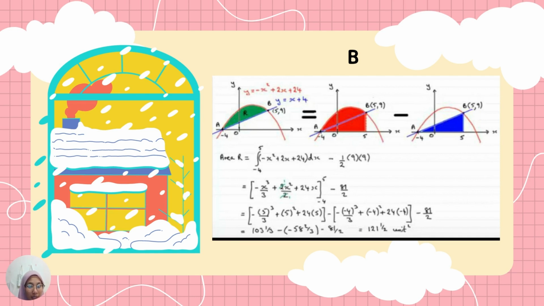And so you will get 103 and 1 over 3 minus negative 58 and 2 over 3 minus 81 over 2, and you will get the area of shaded region R as 121 and 1 over 2 units squared.